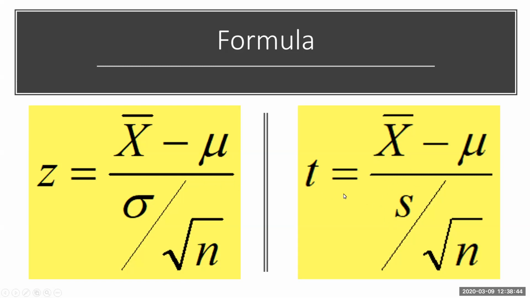So they work very much the same way, except this one doesn't require that we just happen to know the standard deviation of the population. We are going to use what we have at our fingertips, which is the sample.